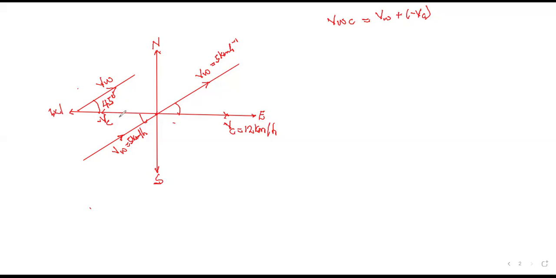So if minus VC is in this direction, then the resultant, which represents the velocity of the wind with respect to the cyclist, will be drawn from here to this point. So this then will be V of W with respect to C, because from the triangle law of vectors, this plus this must be equal to that.